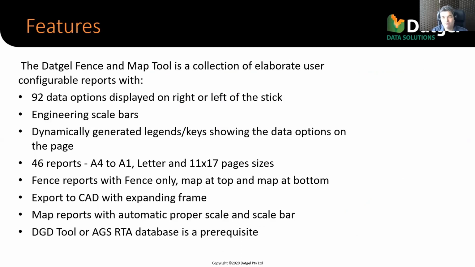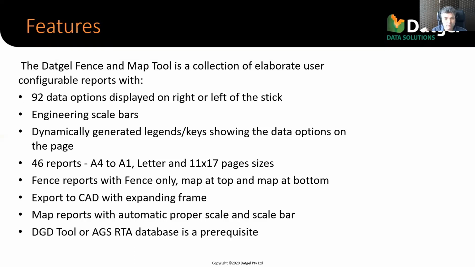So there are 92 or so. It's a bit hard to decide how you count these things. 92 display options on either side of the fence stick or post. It has engineering scale bars, which we really had to code into gINT. It has dynamic legends and keys that present the data you're actually presenting on the page. There are 46 reports with various page sizes, including metric A4 and so on, and North American letter and 11 by 17 pages.